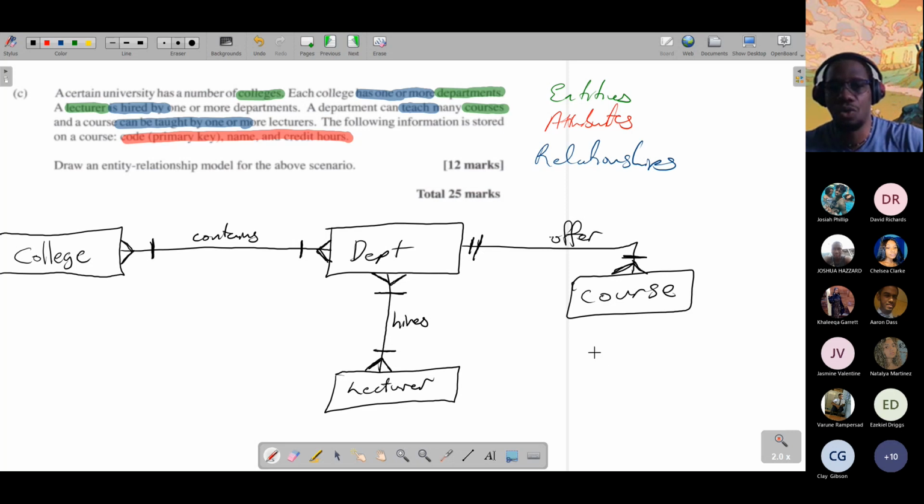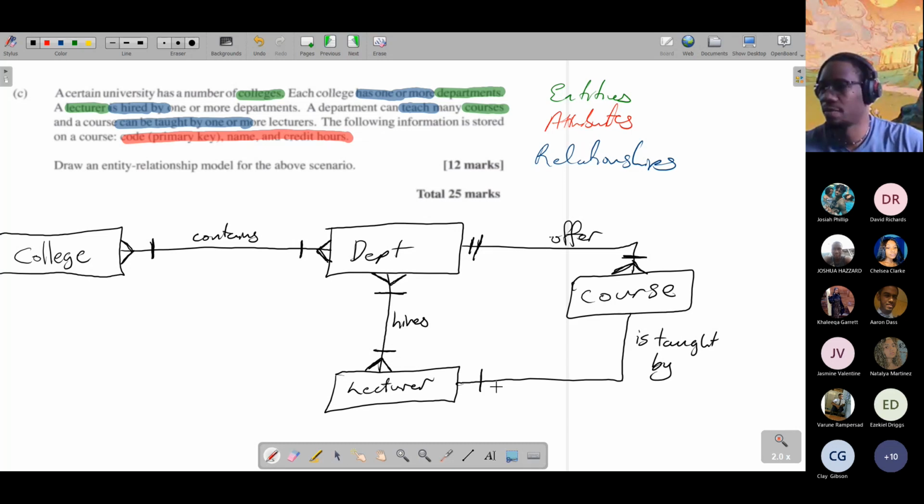Now look at the way that this is, course, lecturer. I'll go with the down reading. So I'll say, okay, a course can be taught by one or more lecturers, right? So a course is taught by, right? A course must be taught by at least one lecturer, but a course could be taught by multiple lecturers. So we could have different instances of that course being taught by more than one lecturer.